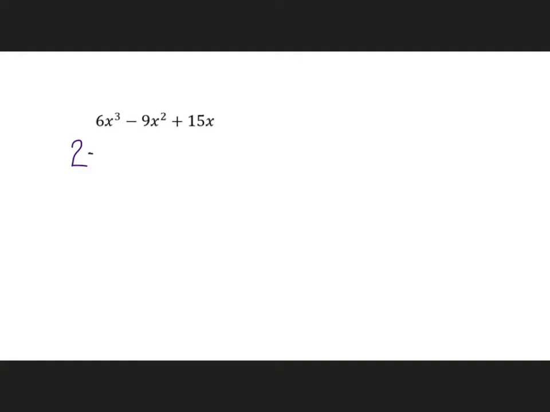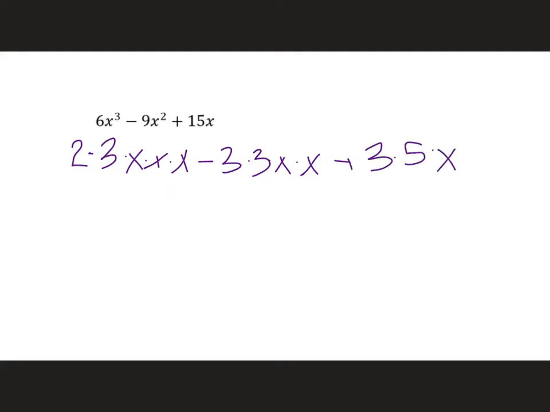So we have 2 times 3 times x times x times x, minus 3 times 3 times x, plus 3 times 5 times x. So if I'm looking at greatest common factors, they each have a 3 in common, and they also each have at least one x in common.